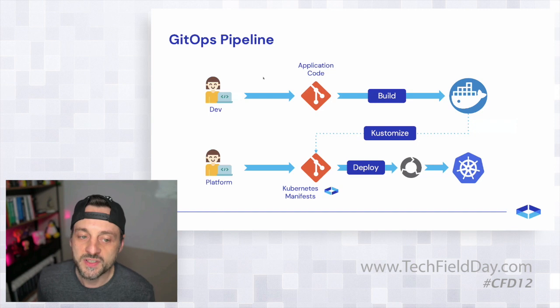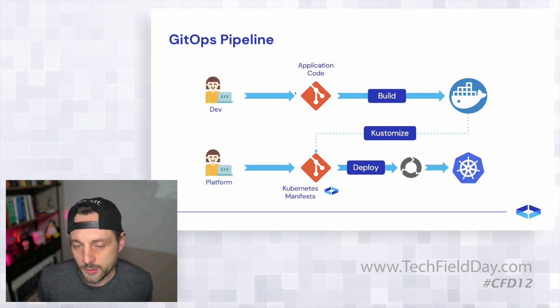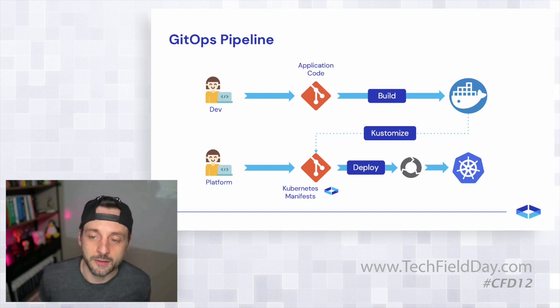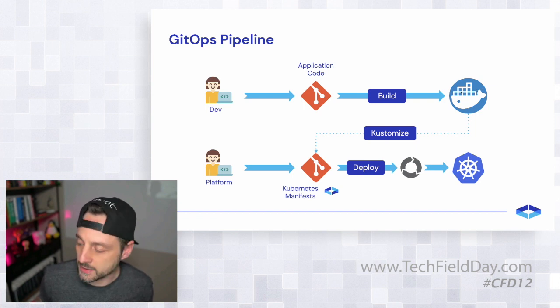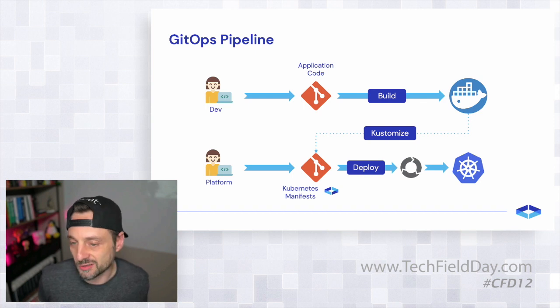On the top, this is more the traditional, let's say, pipeline where, as a developer, you just develop your code, you commit, you build your container, you probably use a CI to build your container, and eventually it will end up in a container registry. So far, so good, traditional CI.